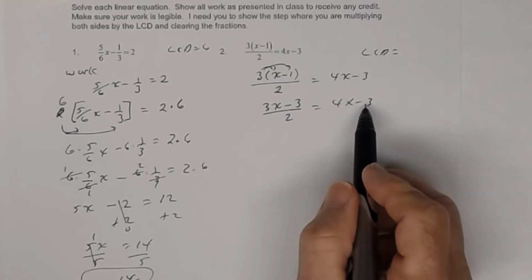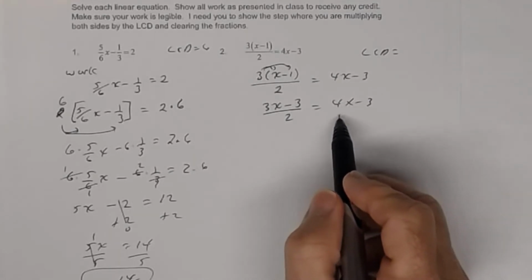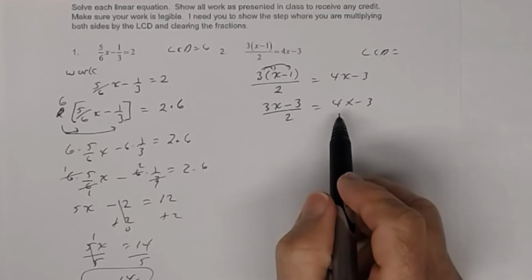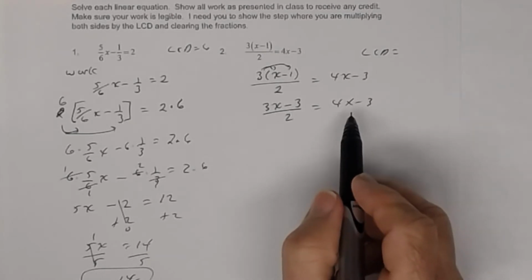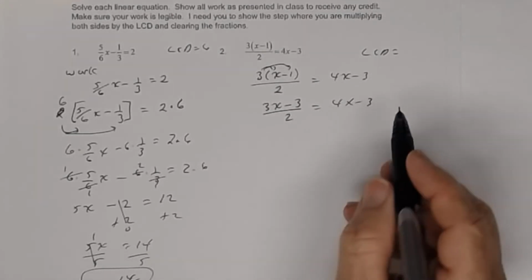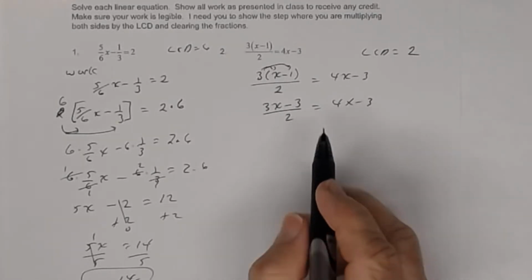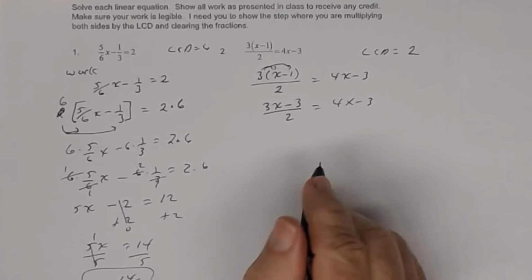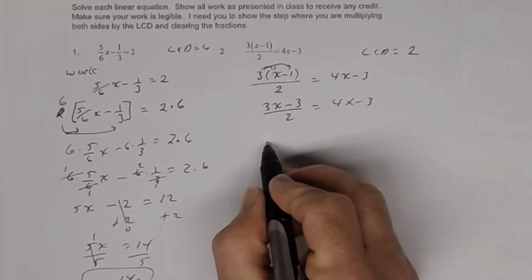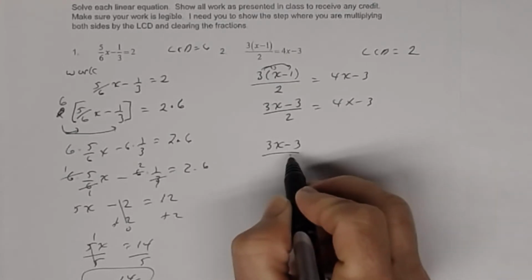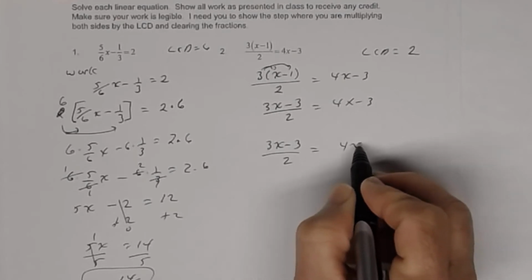If you look at these two terms, each of those is being divided by 1. So the least common denominator, or the least common multiple of 1 and 2, is 2. All right, so now we're going to multiply both sides by 2. Now you got to be careful on this side. So let me go ahead and rewrite this over. I have 3x minus 3 divided by 2 equals 4x minus 3.